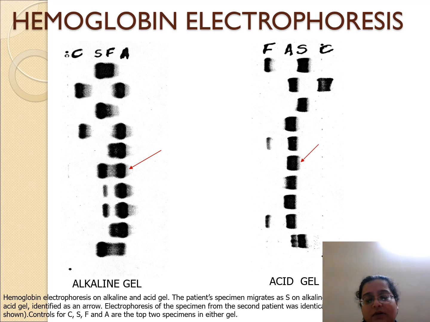electrophoresis. An exam question actually, that in an alkaline medium, this is not related to HPLC, the first hemoglobin to precipitate is C followed by SFA, while in an acid medium it is F followed by ASC. You can remember it as FASC in acid, because this is an exam question for electrophoresis.